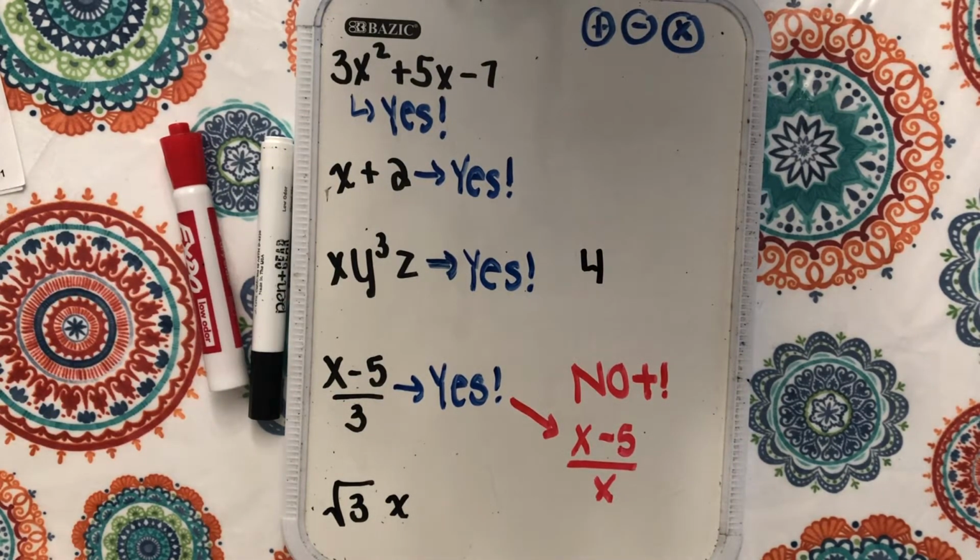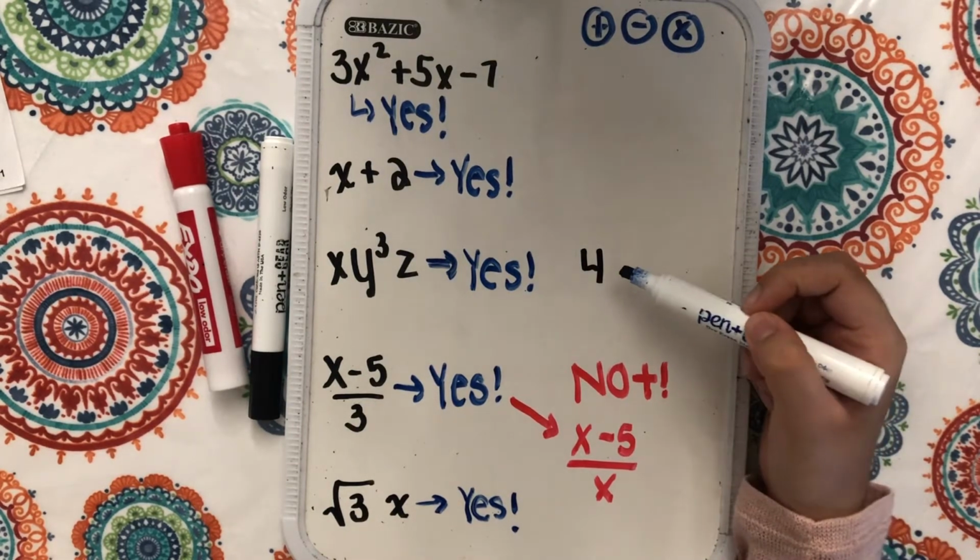The next example is the square root of 3 times x. We have x being multiplied by a value, which is the square root of 3, and therefore it is a polynomial because it is only being multiplied and not any other type of function.